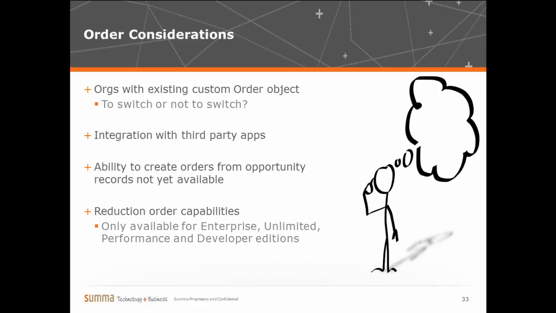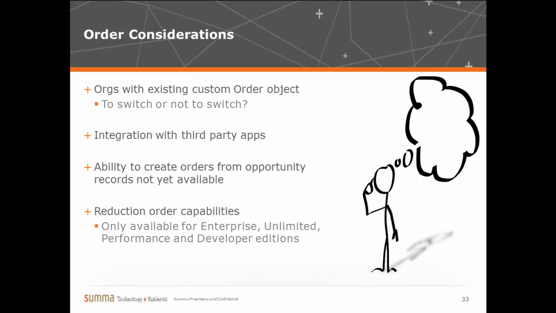So now that we've given some background on the orders object, here are some things to consider if you are looking to enable this new orders object. First off, order management capabilities have been in high demand in the Salesforce community, so many orgs have created a custom order object, as we've seen about 16% of you from this group have, since there was no standard functionality within Salesforce. This begs the question, should I switch to the standard object or stick to my existing custom object?